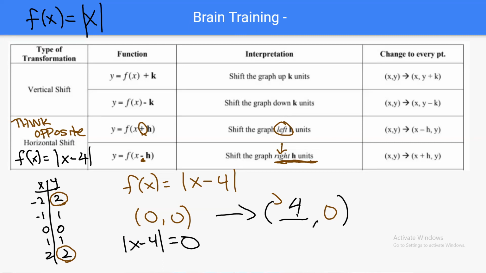So you guys see how we went from 0, 0 to 4, 0? That means my x value grew by 4 units. We added 4 to the x value. But this guy here is a minus 4. So whenever we're subtracting 4, whenever we're doing anything horizontal, you have to think opposite.